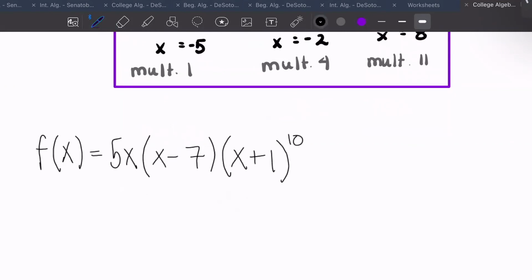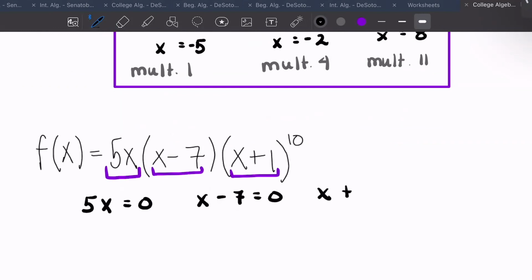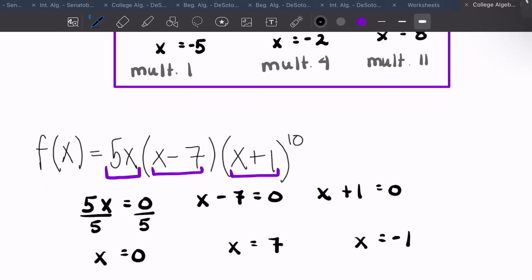All right, let's look at this one. Same thing. We're going to set those parts equal to 0. So we have 5x equals 0, x minus 7 equals 0, and x plus 1 equals 0. So we're going to divide by 5. 0 divided by anything is just 0. We're going to get 0, 7, and negative 1.